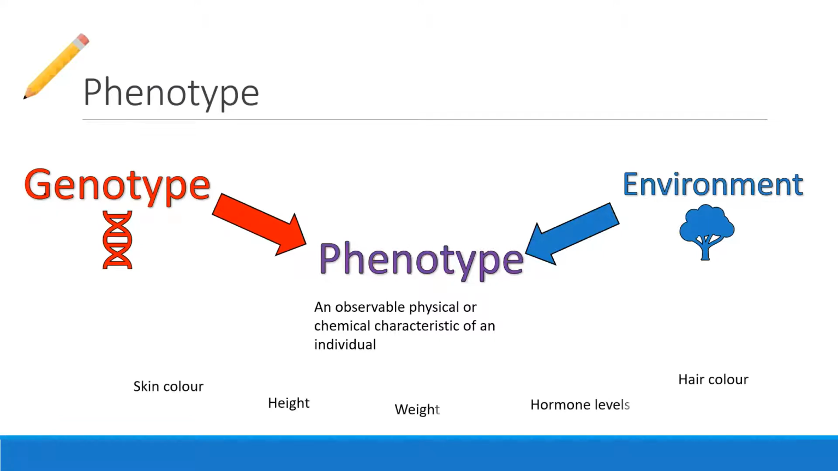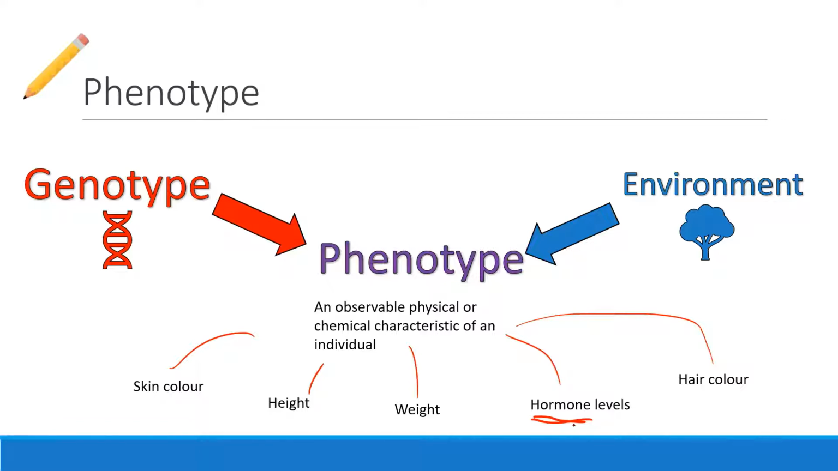Here are some examples of phenotype: skin color, height, weight, hormone levels, hair color. All of these are phenotypes. A phenotype is observable, or physical, or sometimes chemical as well. So when I talk about hormone levels, I'm talking about chemicals in your body.